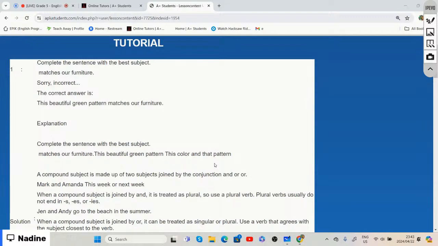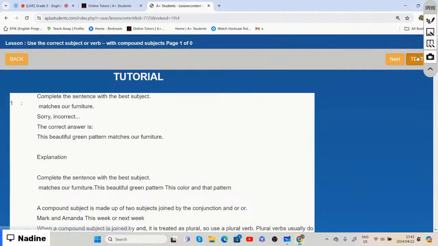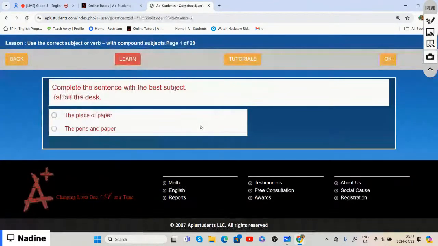All right, so let's go to our test. It says, do we say the piece of paper fall off the desk? Or do we say the pens and paper fall off the desk? Do we say the piece of paper fall off the desk? Or do we say the pens and paper fall off the desk?